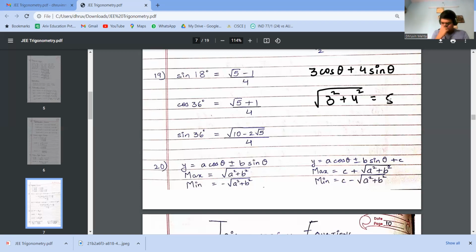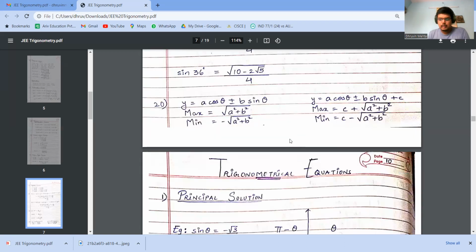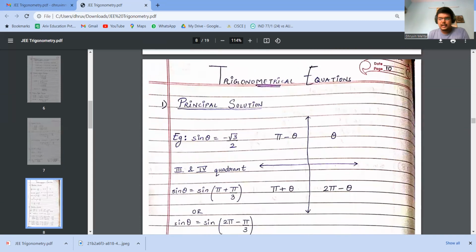Obviously it has wide applications in the sums. When we take JEE questions you will realize this. It comes in JEE very often. So we'll take some questions, and you will understand its application. Done? Shall we proceed? Have you guys written this? Next, moving ahead to trigonometrical equations.